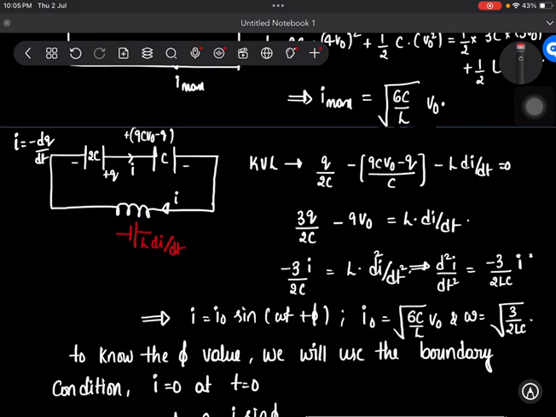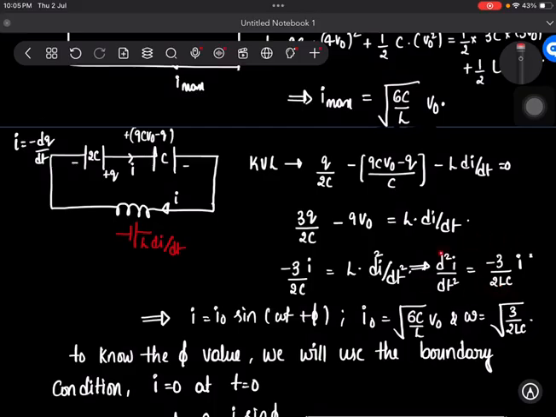What I am going to do from here onwards is differentiate it again. When you differentiate it again, this 3 by 2C is a constant. Q differentiation will be equal to minus I from this expression. This is a constant, so it will not appear here. And this will become L into d square I by dt square. So I just take this L to this side, and I will get this expression which is very similar to your SHM, where this term will indicate omega square.